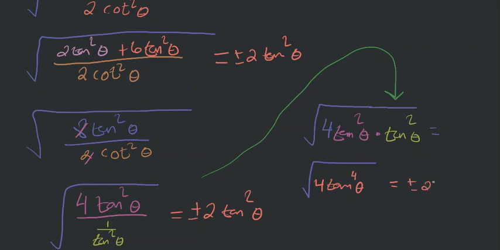plus or minus 2 tan squared theta from up here and from down there. Well, the square root of 4 is 2. And when we apply the square root, we need to put the plus or minus. And the square root of tan to the 4th, it's kind of like, what's the square root of x to the 4th? It's going to be x squared. So in a similar way, the square root of tan to the 4th is going to be tan squared theta. And now we can see we have here 2 tan squared theta.